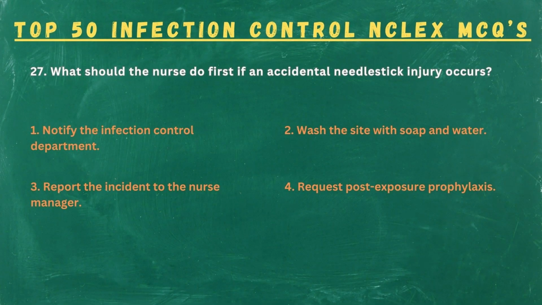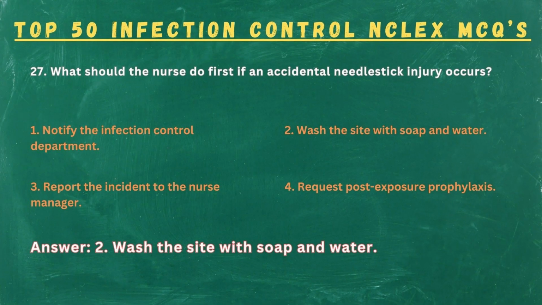27. What should the nurse do first if an accidental needle stick injury occurs? 1. Notify the infection control department. 2. Wash the site with soap and water. 3. Report the incident to the nurse manager. 4. Request post-exposure prophylaxis. Answer: 2. Wash the site with soap and water.